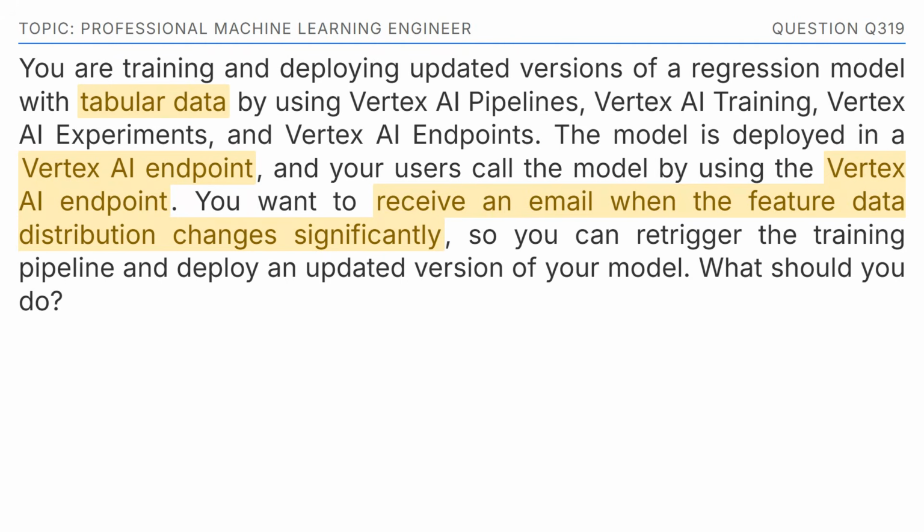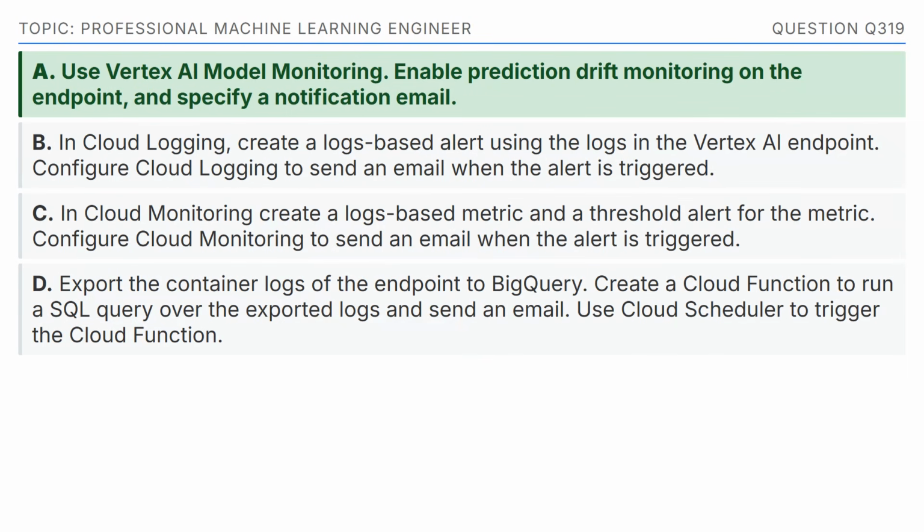To arrive at the correct answer, we focus on the keywords: tabular data, Vertex AI endpoint, receive an email when the feature data distribution changes significantly. The correct answer is option A, use Vertex AI model monitoring. Enable prediction drift monitoring on the endpoint, and specify a notification email.